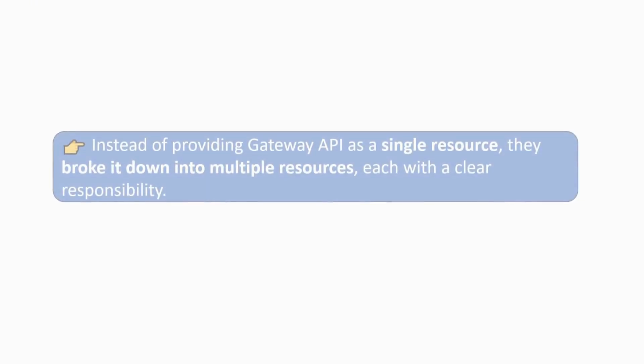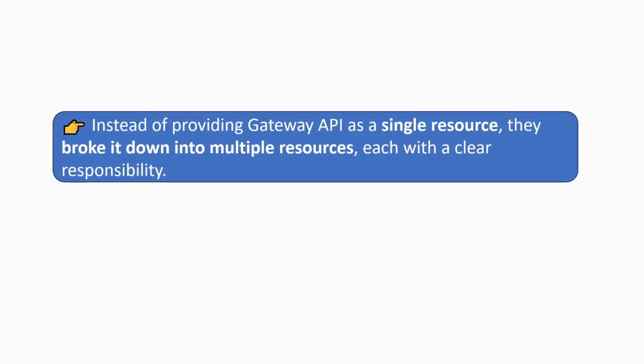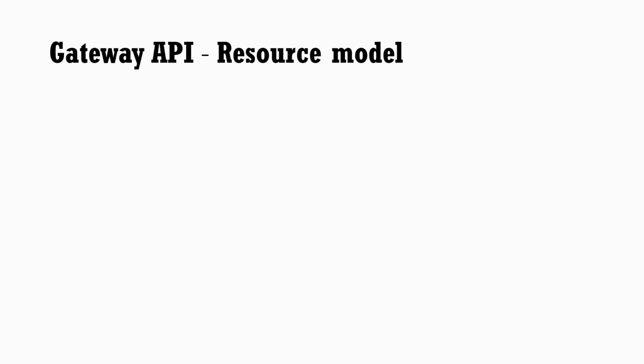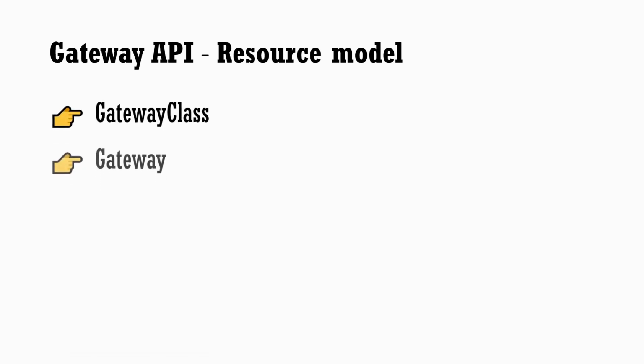The first major design decision the Kubernetes community made was, instead of providing Gateway API as a single resource, they broke it down into multiple resources, each with a clear responsibility. So if we talk about the Gateway API resource model, it has three main resources. The first one is GatewayClass, the second one is Gateway, and the third one is Route, HTTPRoute or gRPCRoute. Let me take you back to the Gateway API documentation to explain this clearly.